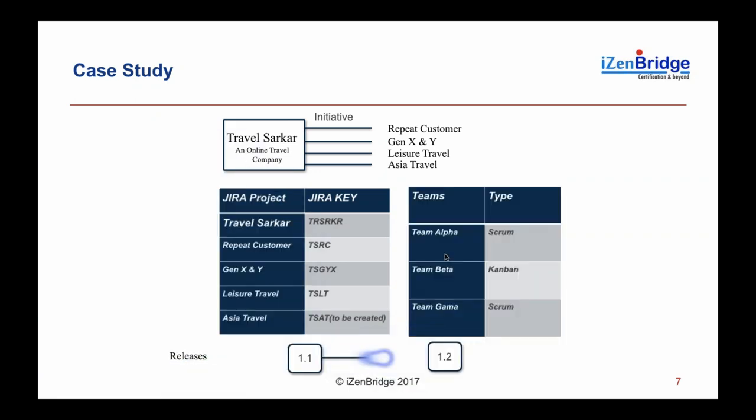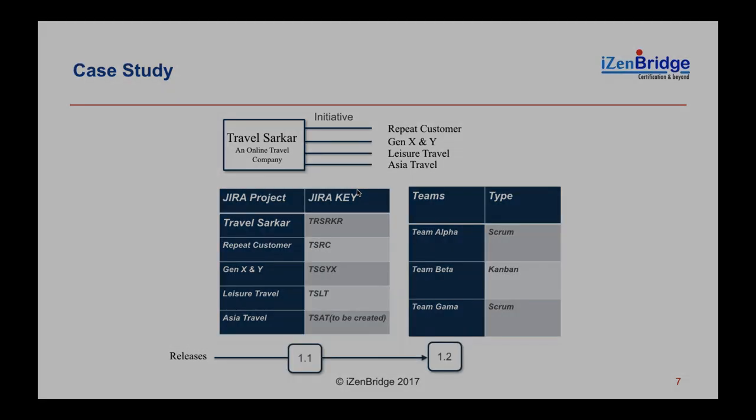For these projects, we are planning two releases, release 1.1 and release 1.2. There are three Scrum teams who are going to do work from these projects, basically. So let's say team Alpha, team Beta, and team Gamma. This is the data which is available in the JIRA instance. I have created some work around this, which I'll show to you. Having said that, let me take you to the JIRA instance. If you see here projects, what I was talking about, I have a project called Gen X and Y. Most of you will be able to see this.